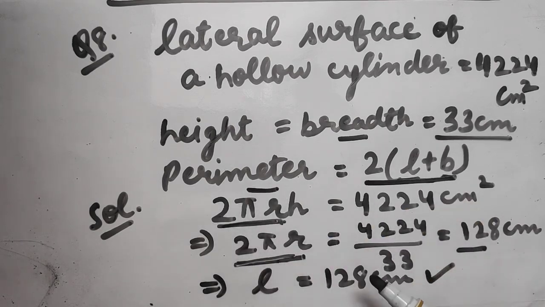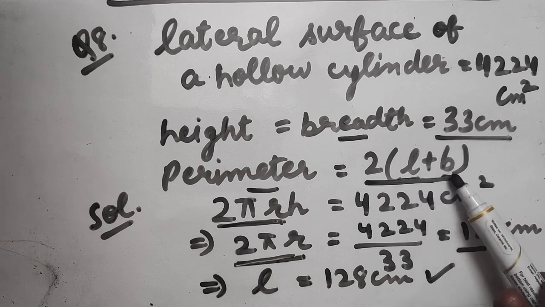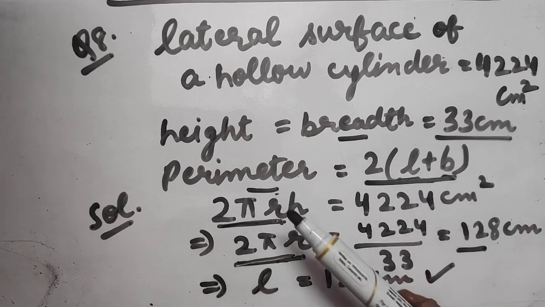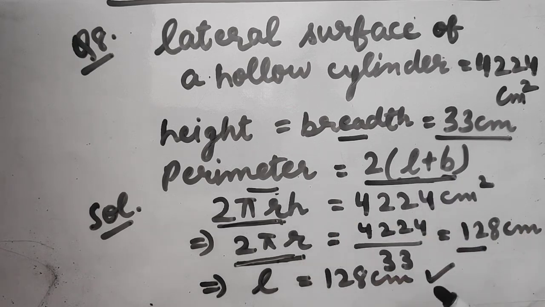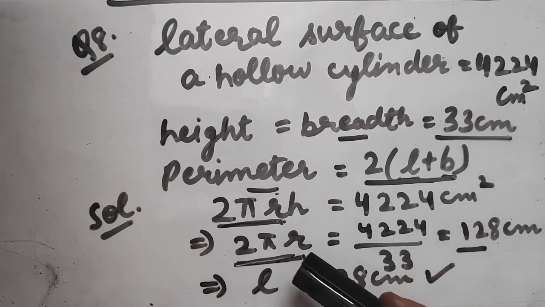I hope after this hint you will surely be able to do this question on your own. You are supposed to simply put the values of length and breadth, and then you will be getting the perimeter of the required cylinder. So after putting the values, you will be getting the perimeter of the rectangular sheet.